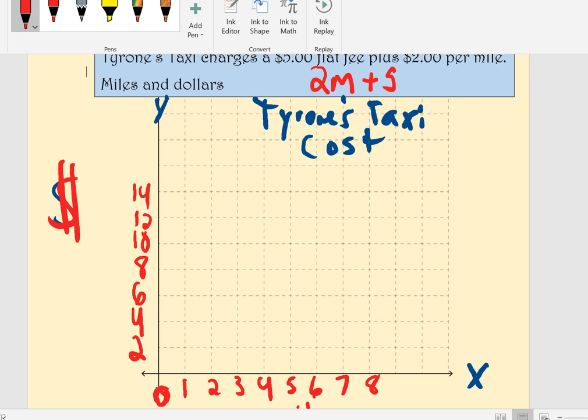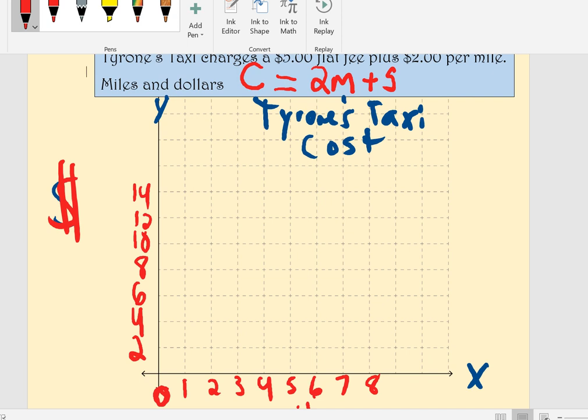We're going to start writing it like this: 2m plus 5. And that's going to be the total cost for his taxi cab. So you could say the total cost would be $5 plus $2 every single mile. So you're going to multiply by 2 for however many miles you're going, but you have to add on that $5 to begin with.